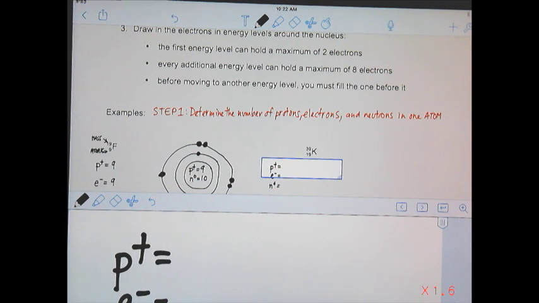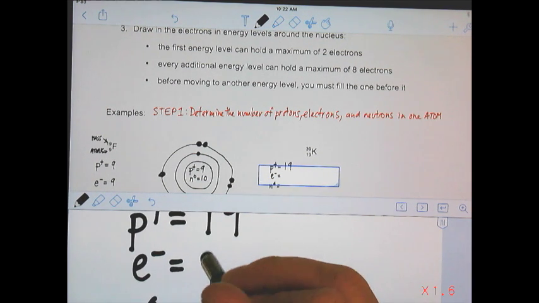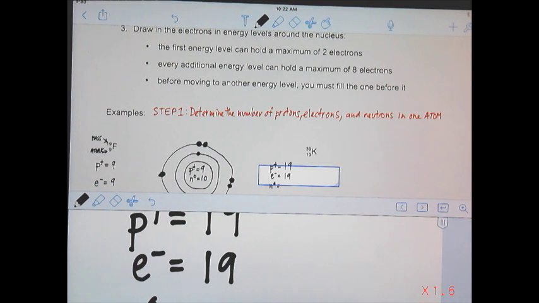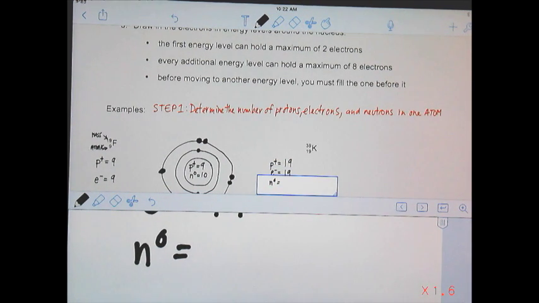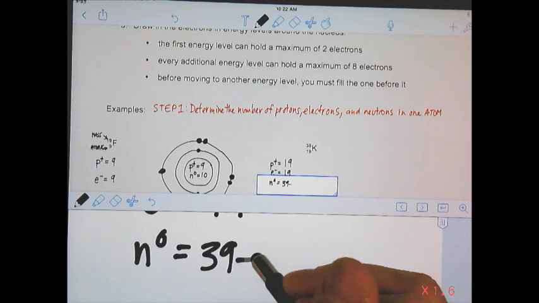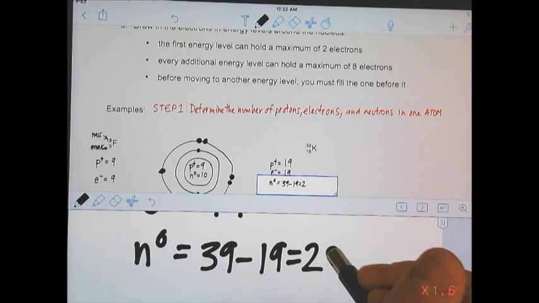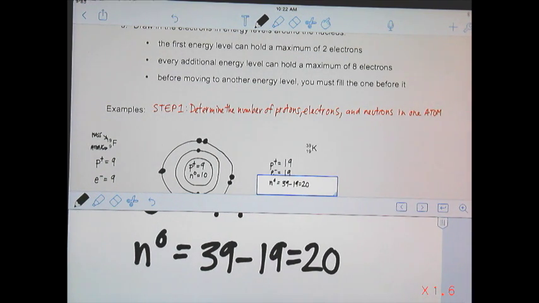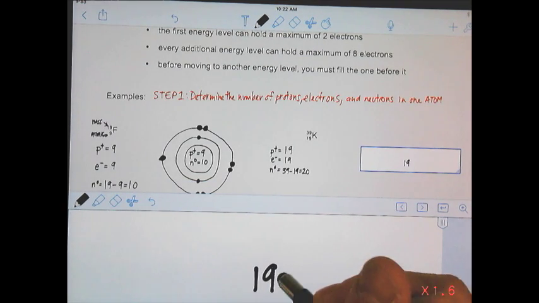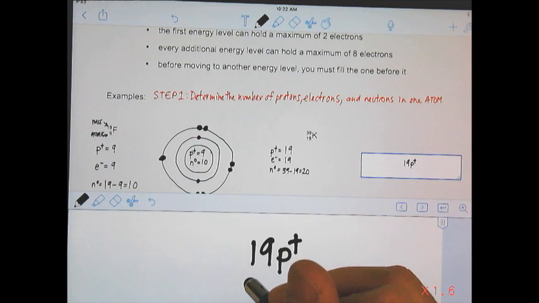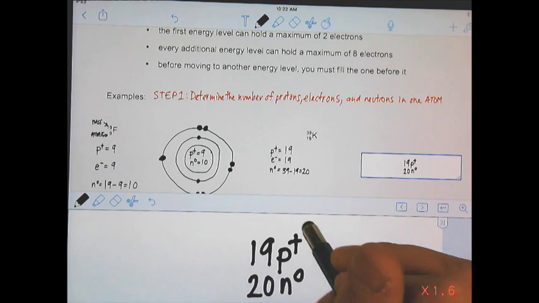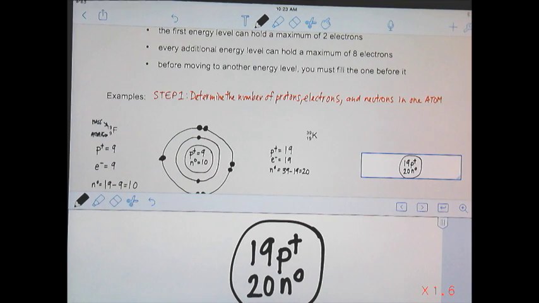The atomic number of potassium is 19. Therefore, there are 19 protons in one atom of potassium. Since there are 19 protons, then there must be 19 electrons in a neutral atom of potassium. The number of neutrons is found by subtracting the atomic number from the mass number. So this would be 39 minus 19 equals 20 neutrons. So let's draw our nucleus. And inside the nucleus, we will place 19 protons and 20 neutrons.